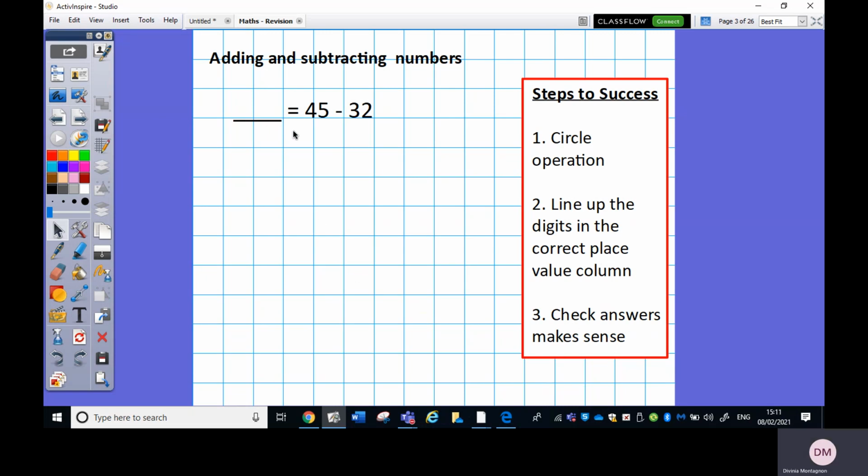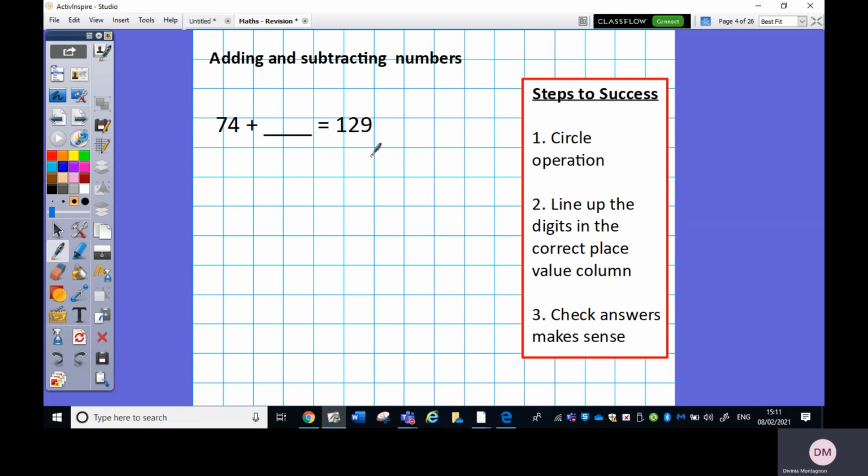Let's look at this. Now, this looks a little bit strange because our answer comes first and we have the equal sign here, but actually it means exactly the same thing. 45 take away 32. And we're going to write that in exactly the same way. We always put the largest number on the top, so that's 45. Remember, I'm writing 1 digit per square, take away 32. I'm going to subtract from the ones first. 5 take away 2 equals 3, and 4 take away 3 equals 1. So my answer is 13.